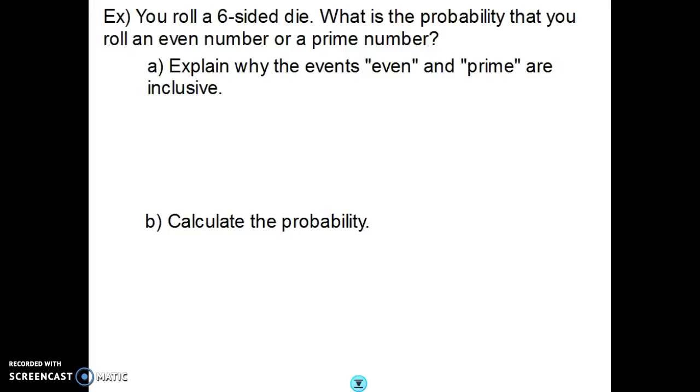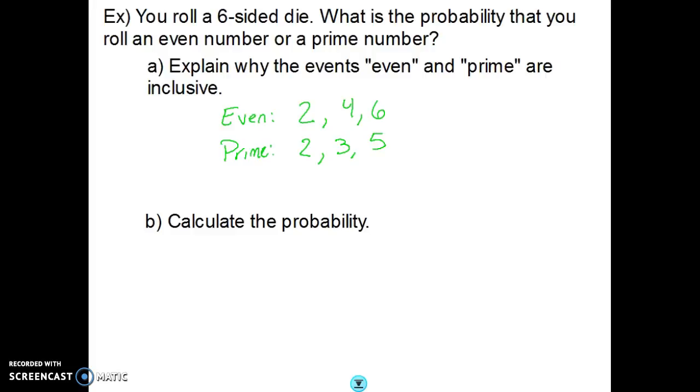So let's look at an example to see if we can make some more sense of this. You roll a six-sided die. What is the probability that you roll an even number or a prime number? So first let's think, why is this inclusive? Why are the events even and prime inclusive? Well, let's list them out. If you think about the even numbers, those are 2, 4, and 6. If you think about the prime numbers that show up on a six-sided die, we have 2, 3, and 5.